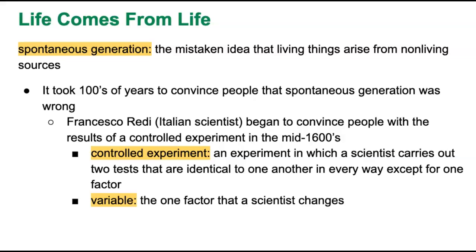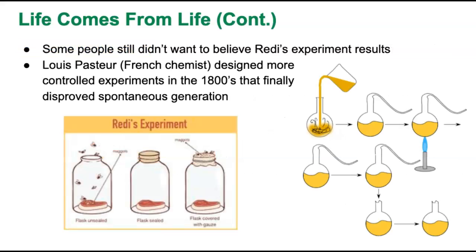A controlled experiment is an experiment where the scientist is going to do two tests that are identical to one another in every way except for one factor. That factor that is going to change, and actually the factors that stay the same too, all factors in an experiment are called variables. So the controlled experiment has tons of variables that are being kept the same, and one variable only that is going to be able to change.